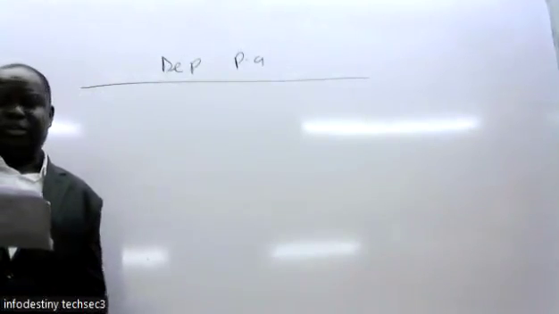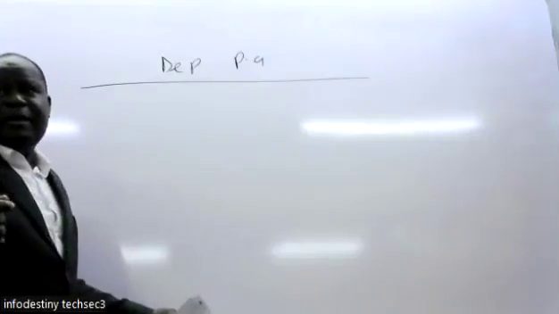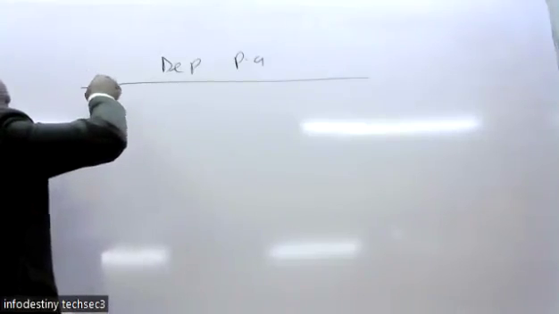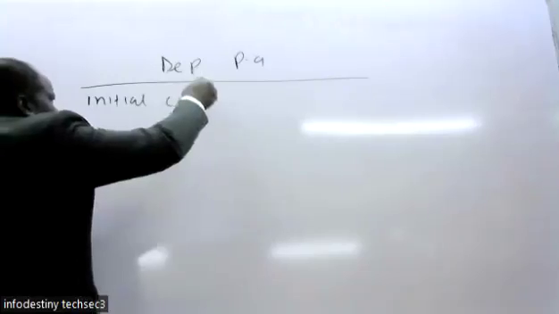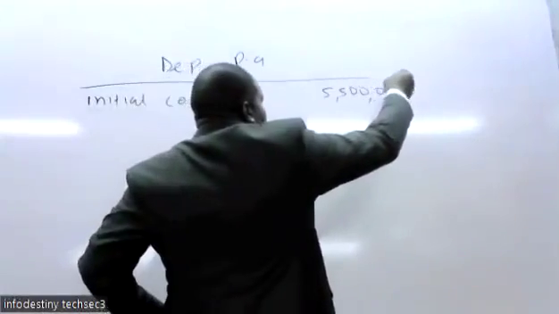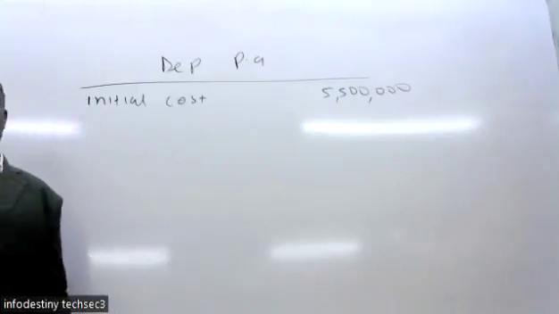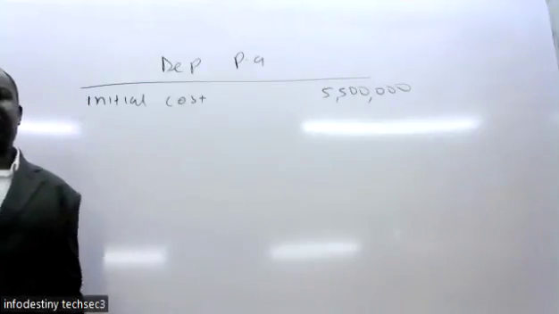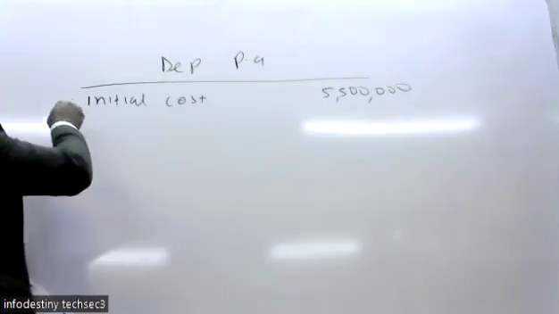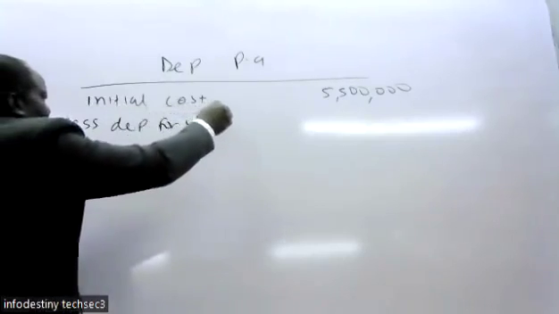So to get the depreciation per annum, we start, because it is on the reducing balance, with the initial cost. That initial cost is the one that we have just calculated as the total initial cost. So we less depreciation for year one.